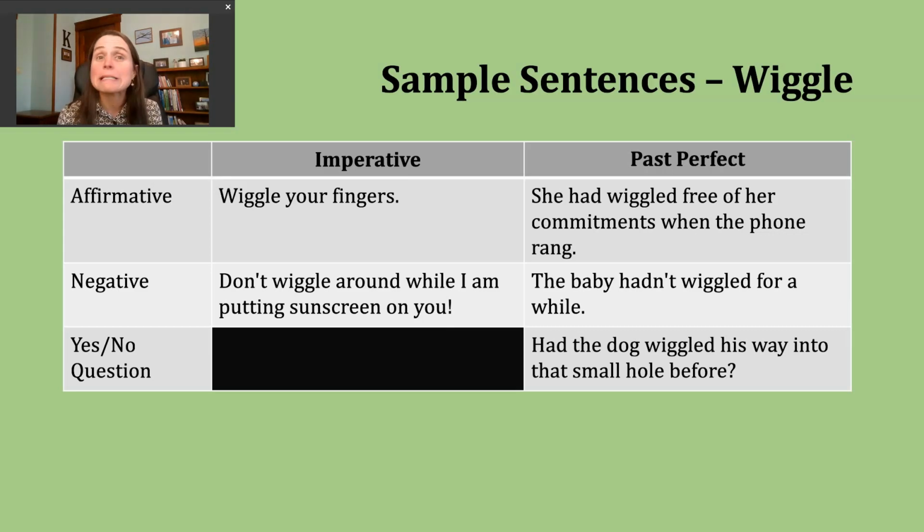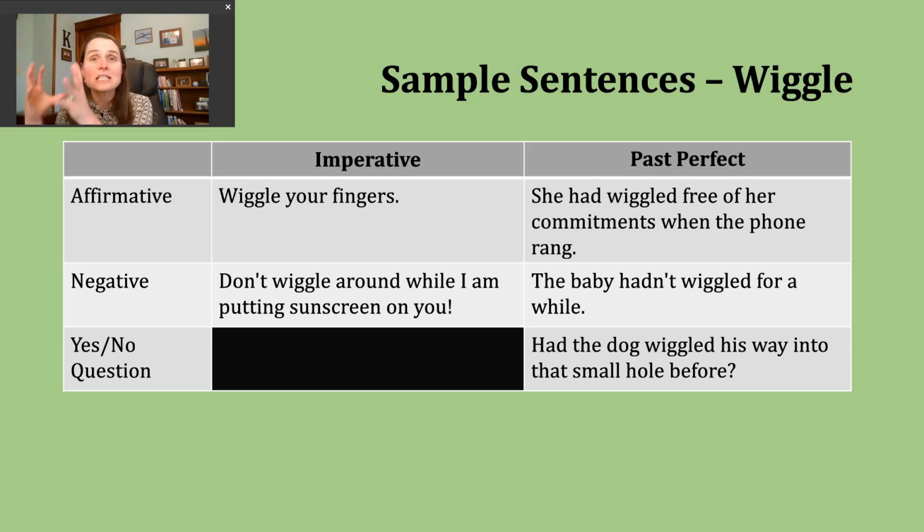Now let's talk about sentences in the past perfect. We use this verb tense to talk about completed actions. But what makes it a little different than just the simple past tense is that we're really focusing on an action that occurred before a certain point in time or before another action. Let's take a look at an example sentence and we'll discuss the structure as we do that. So it says, she had wiggled free of her commitments when the phone rang.